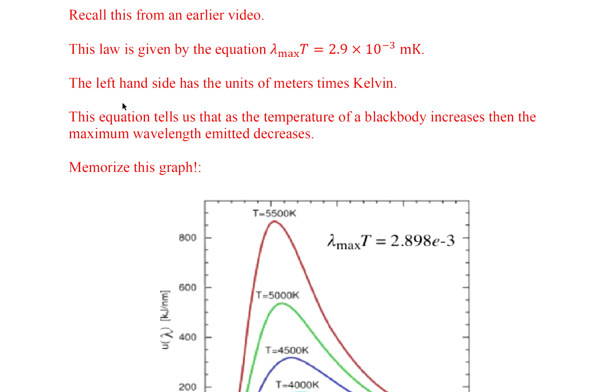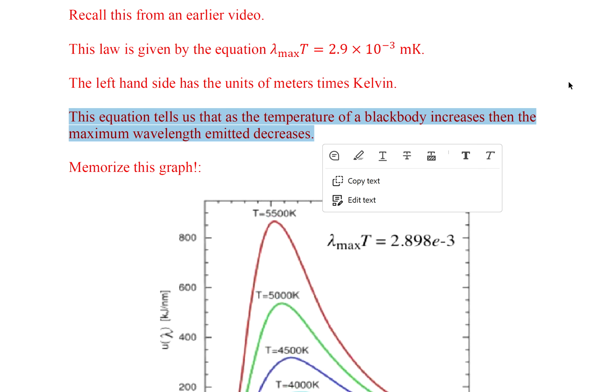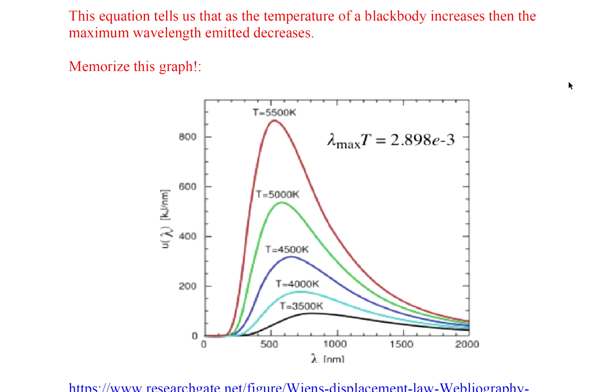As the temperature of a black body increases, then the maximum wavelength emitted decreases. So do memorize this graph. You see the maximum wavelength emitted, its wavelength decreases.